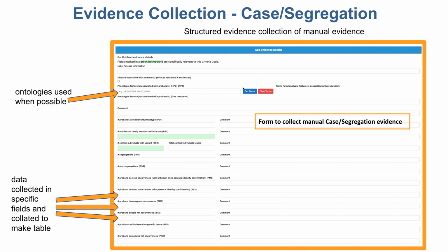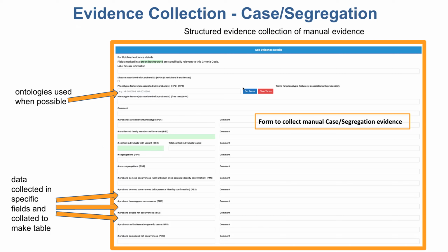One way of structuring data is via ontologies. We use these wherever we can. So for instance, we support MONDO IDs for diseases and HPO terms for described phenotypes. All of the individual values have their own fields for collection, such as the number of proband de novo appearances, number of homozygous appearances, etc. And each of these values added into the table are then collected together. And this table is just for one evidence source.